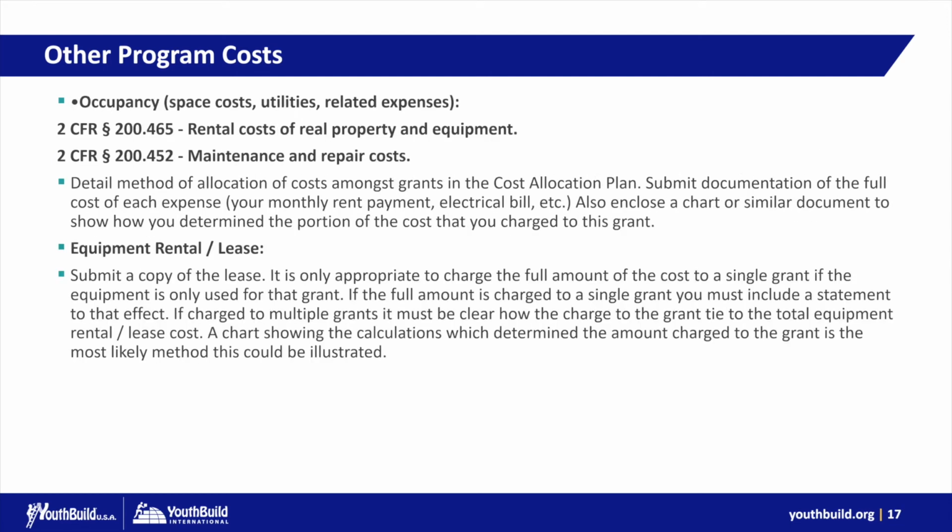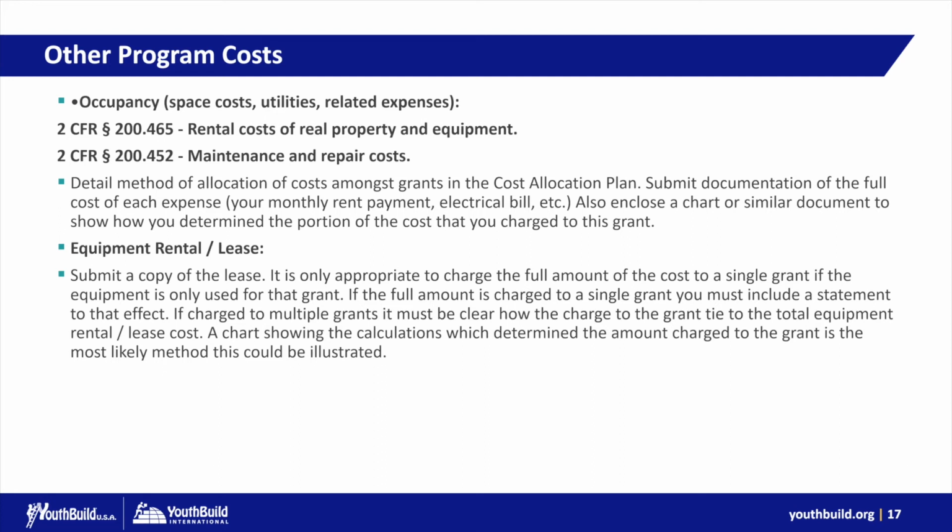Occupancy costs such as space costs, utilities, and related expenses must be in your cost allocation plan. Submit documentation of the full cost of each expense. That could be your monthly rent payment or electricity bill. Also enclose a chart or similar document to show how you determined that portion of the cost that you're charging to this grant.